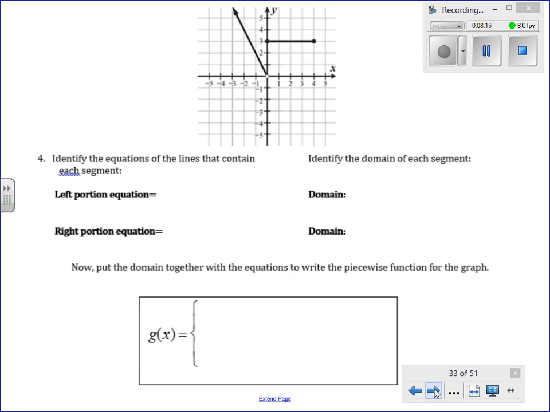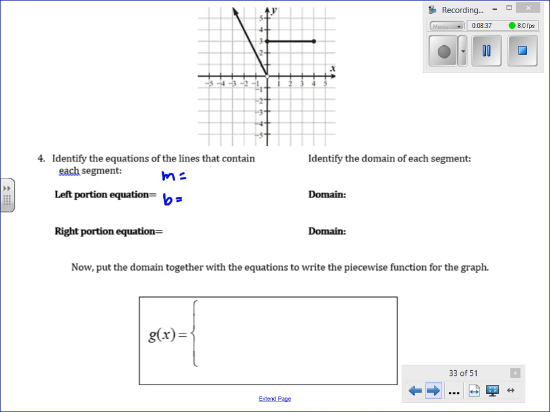Okay, now here we're going to write an equation. So now we're writing our piecewise system here based on a graph. So we have the same graph we just worked with. We're going to pick out the equations. And the way we do that is we're going to start with our left portion. And we're going to find the slope. And we're going to find the y-intercept of that line.